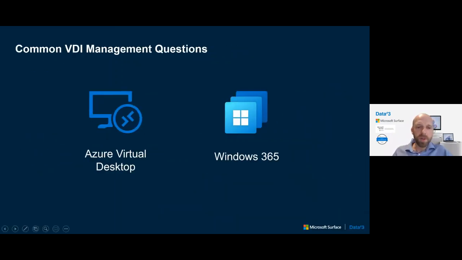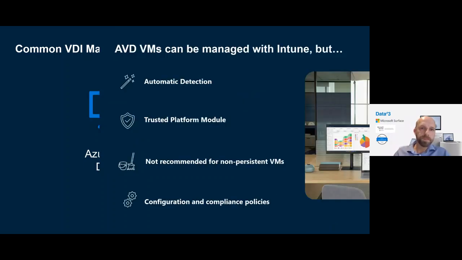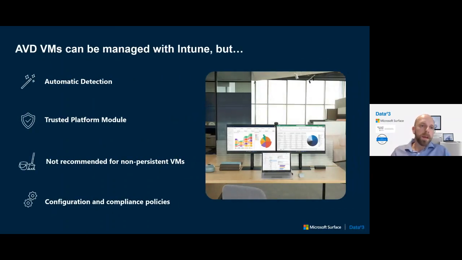I'm going to cover some common VDI and modern management questions that I hear. AVD hosts can be managed via Intune. Intune automatically detects the host's VMs and then reports them as a virtual machine in the model field. In your Intune console, you would be able to see this under devices, all devices, and then in the overview.